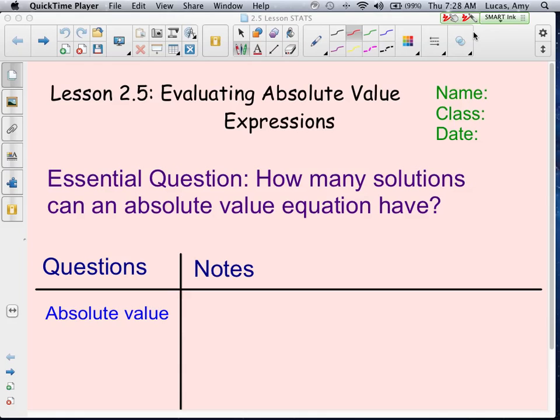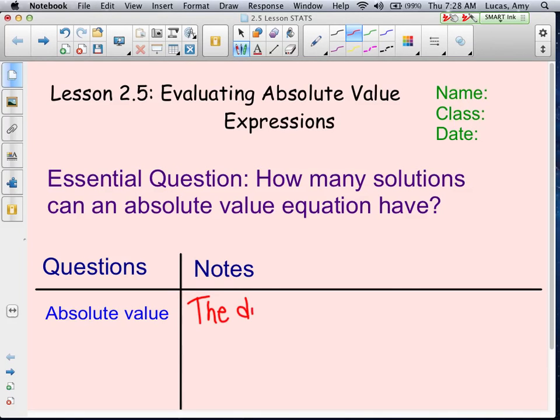The absolute value is the distance from zero on a number line. The distance from zero on a number line.